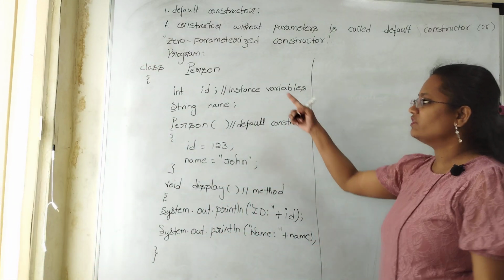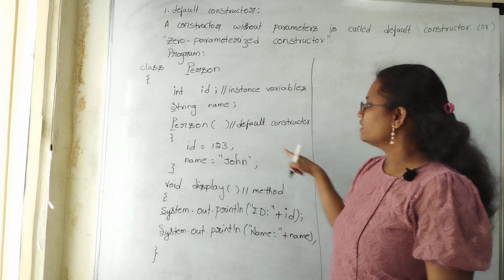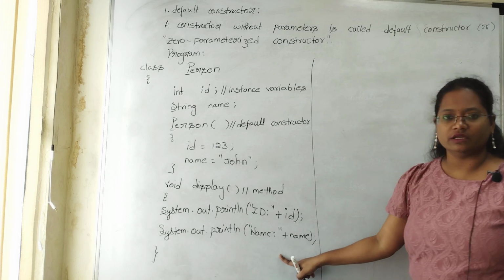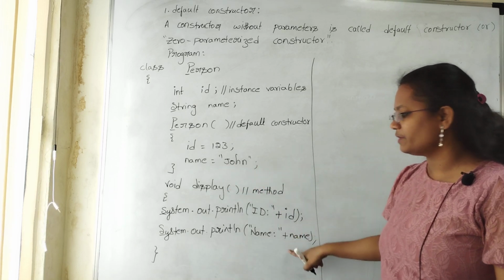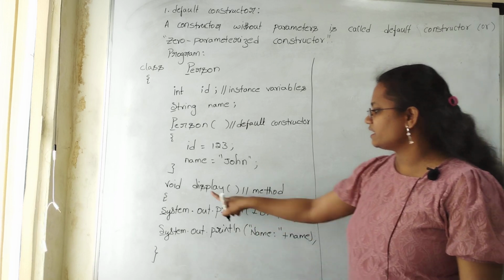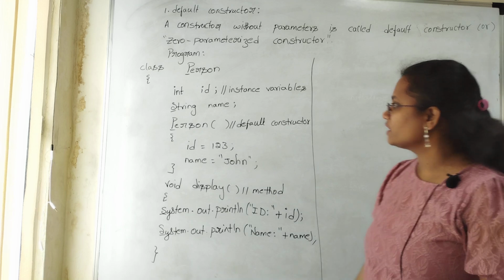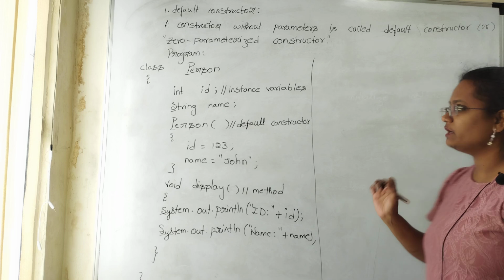So I have declared a person class, I have defined instance variables, I have written default constructor and I have written method. Why? Because whatever the values you have assigned to the variables, that should be printed onto the screen. So that is the reason I am writing display method. Now my class is completed. Now you need to write down the main method class.